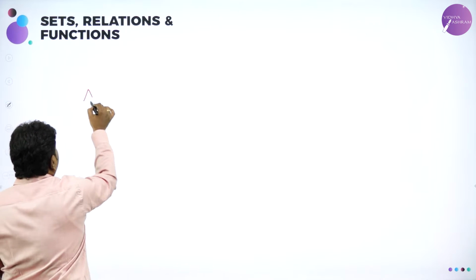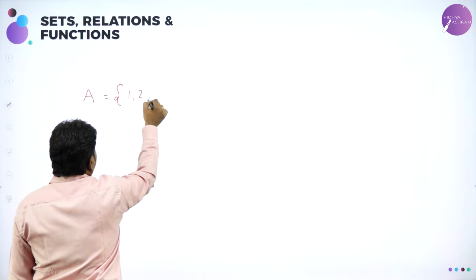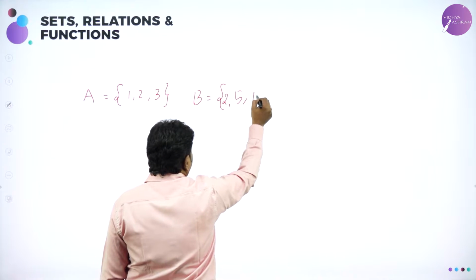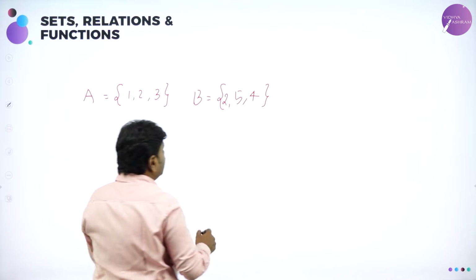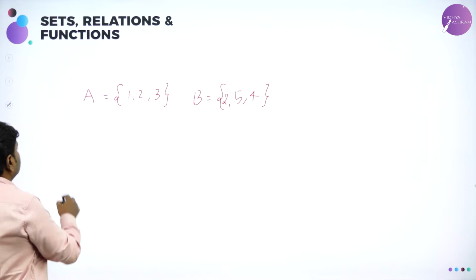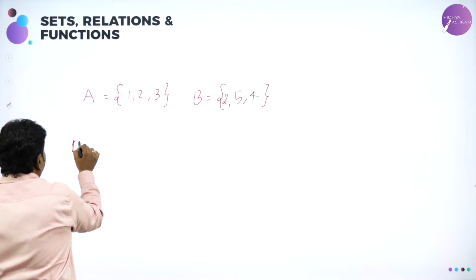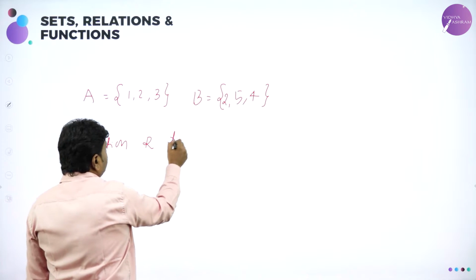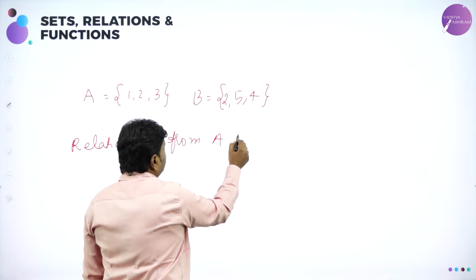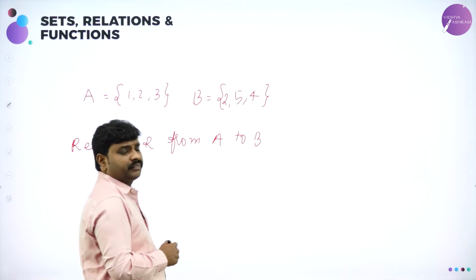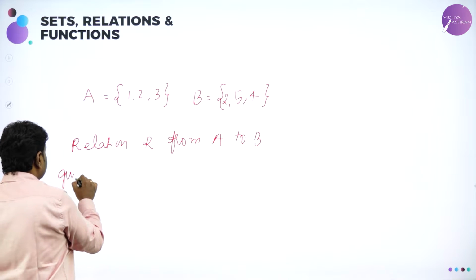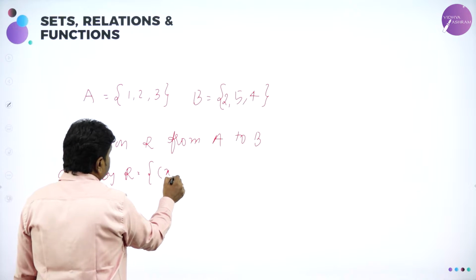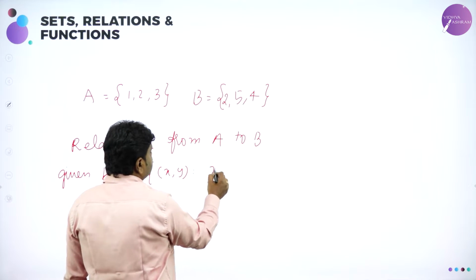For example, if I take A as the set 1, 2, 3, and I will take, say, B as 2, 5, 1, 2, 5, 4. Any sets we can take. I have taken two sets. I will write a relation R from A to B, a relation R from A to B, given by R equals the ordered pairs (x, y) such that x is less than y.